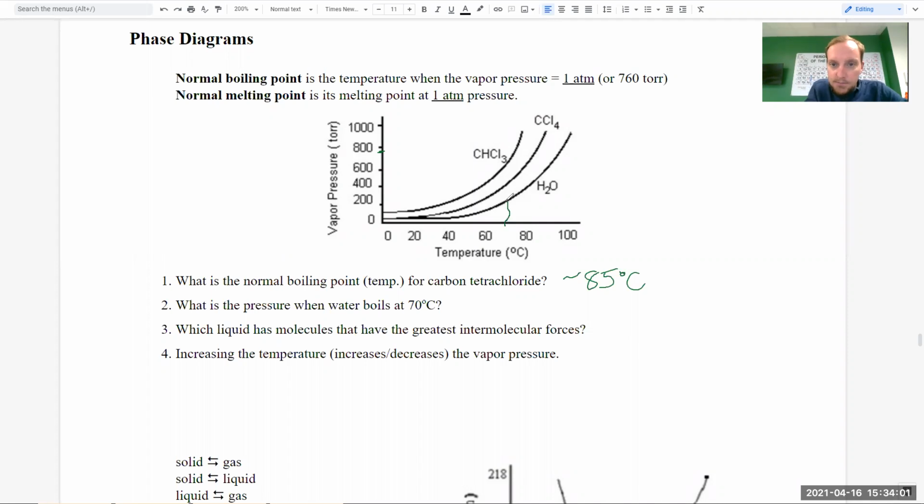Wow, that's a squiggly line. And I'm going to go over to the pressure, excuse me. And that looks pretty much spot on at 200 torr. Same thing as millimeters of mercury.